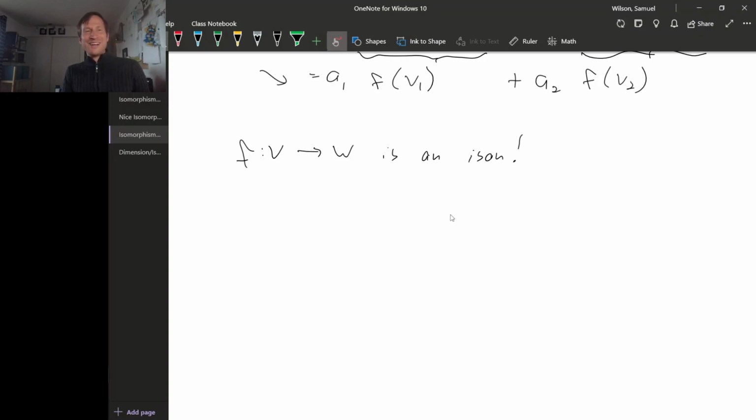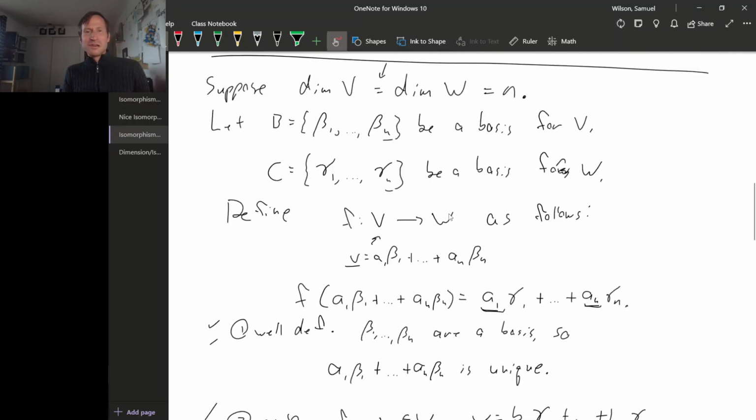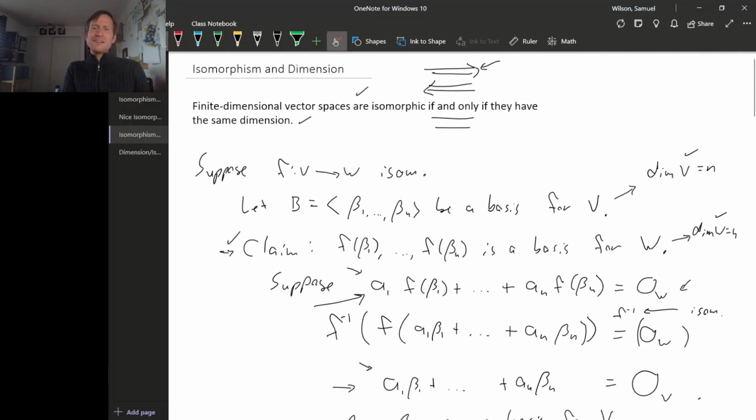So let's go back to remind ourselves what we actually just proved. Going all the way to the top, before we knew that if you have isomorphic vector spaces, they have the same dimension. That's probably no big surprise. But what we just proved is the other way. If you have vector spaces with the same dimension, they are isomorphic. And we did this by explicitly writing down an isomorphism.